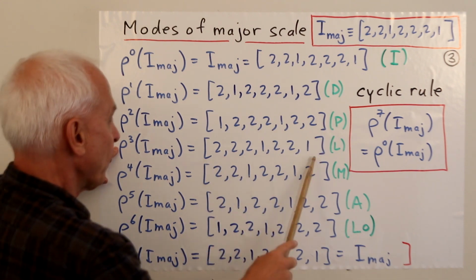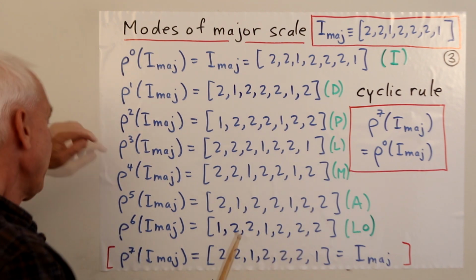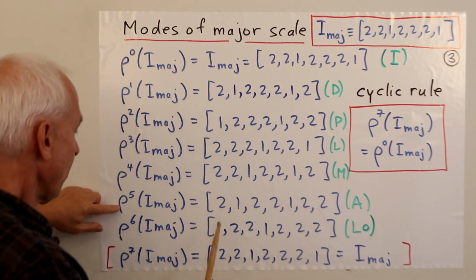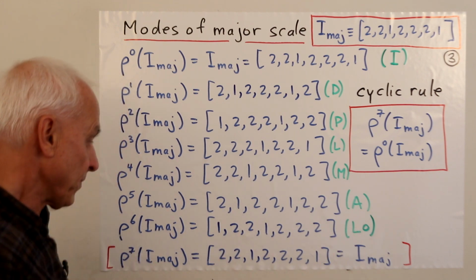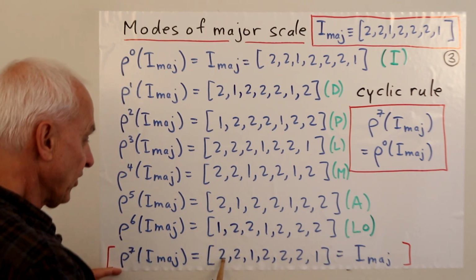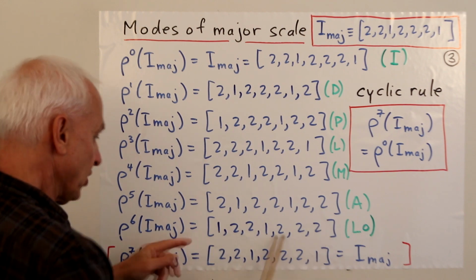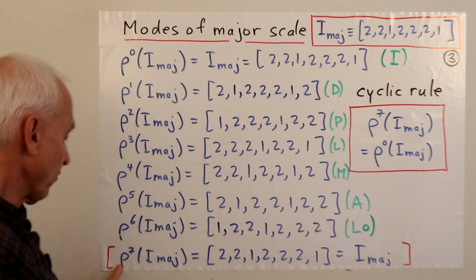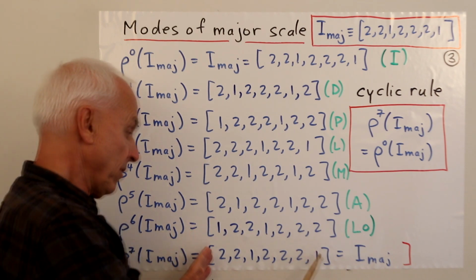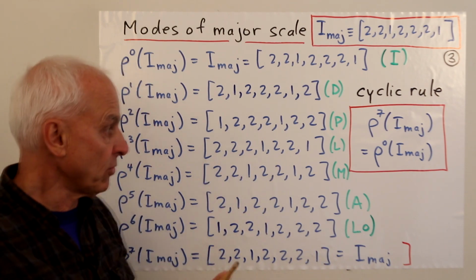Then rho cubed is this one, the Lydian. Rho to the fourth is this one, Mixolydian. Rho to the fifth is this one, Aeolian. And rho to the sixth is this one, the Locrian. And then if we do one more to this one, move that one to the back, shift everything over, then we get back to where we started. So we see that rho to the 7 applied to this interval sequence is equal to rho to the 0.